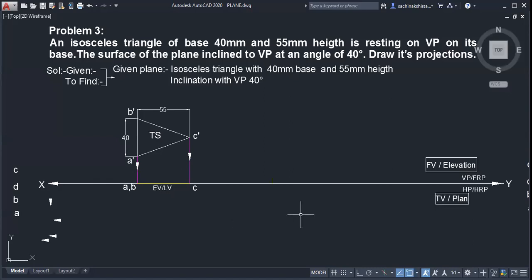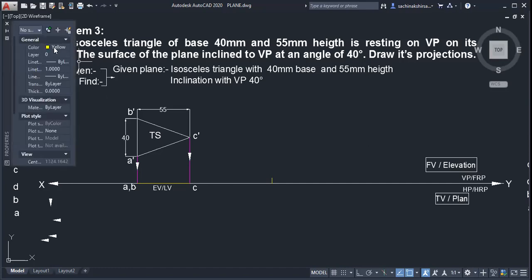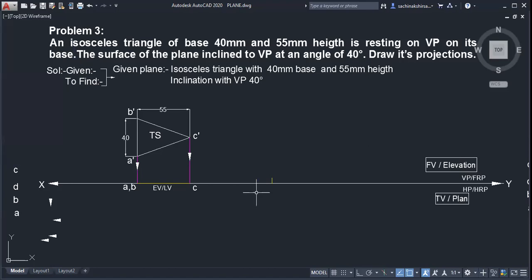And now, what inclination is given with VP? How much is it given? 40 degrees. So here we can draw a line. Maybe any random line we can draw here.